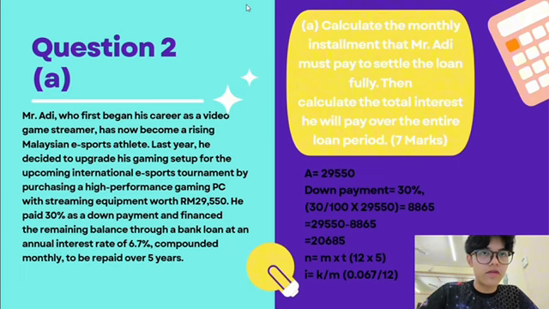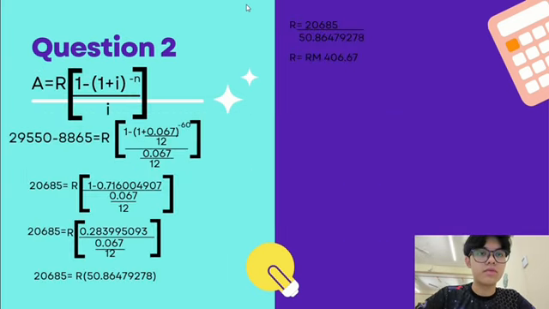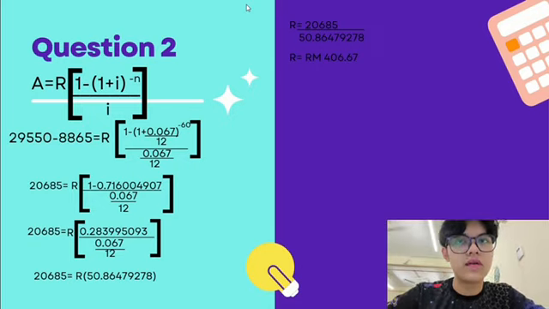Next, we need to find n, which is m times t. In this case, 12 times 5 equals 60. Next, i equals k over m, which is 0.067 over 12. After all of that, we just insert the information into the formula. We use the present value formula, A equals R(1 - (1 + i)^-n) over i. For A, we got 20,685. For i, which is 0.067 over 12, and for n, 60. And the same goes for i below, which is 0.067 over 12.